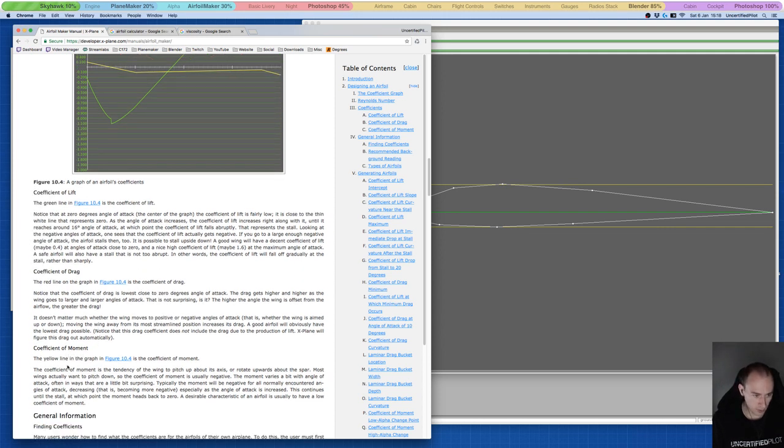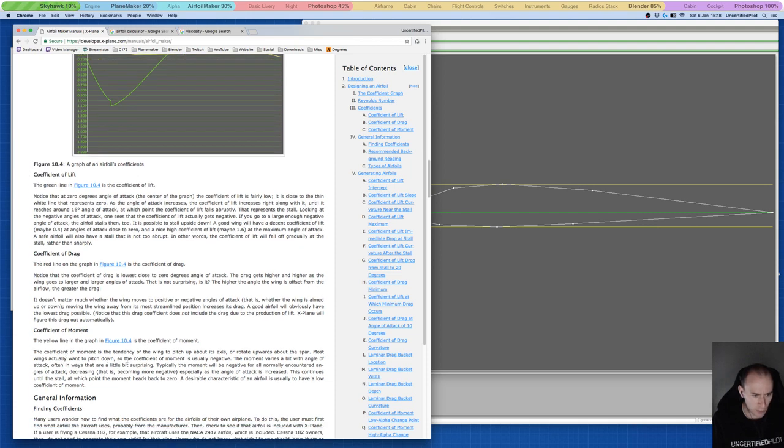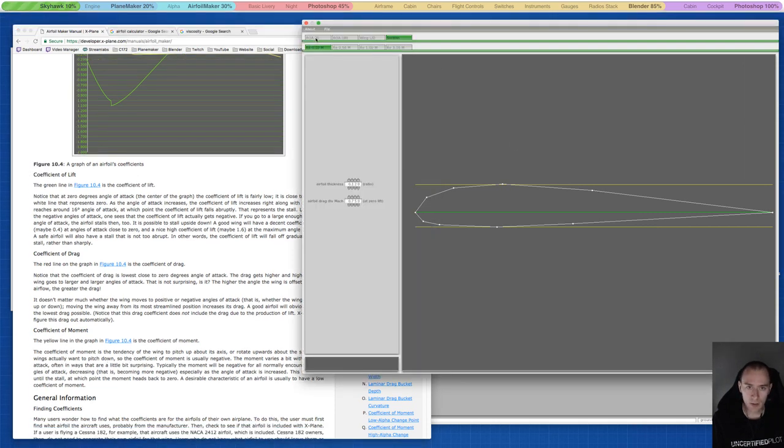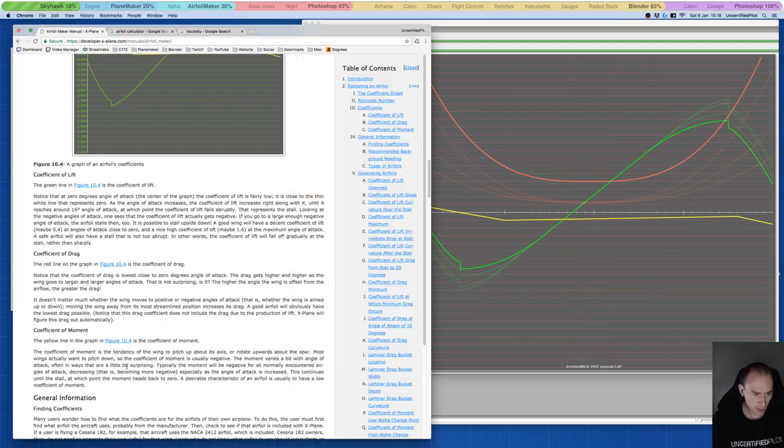Coefficient of moment. Yeah, what's that about? The coefficient of moment, so that's the yellow line stuff here.